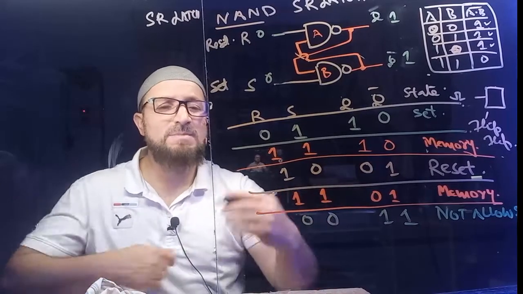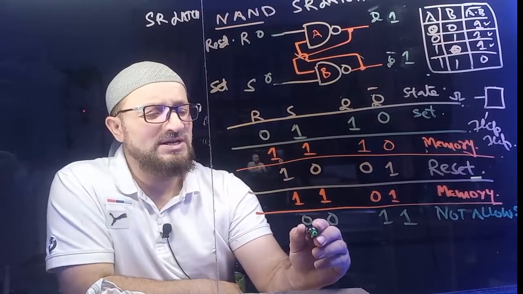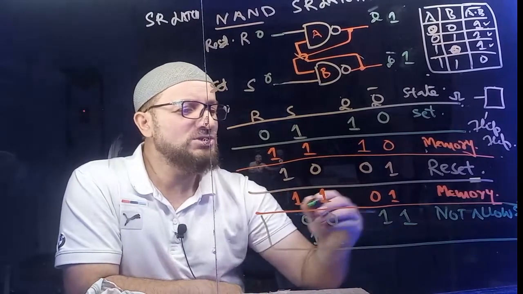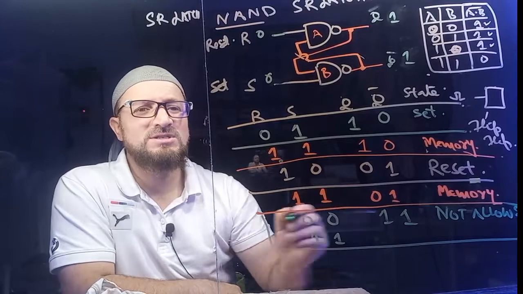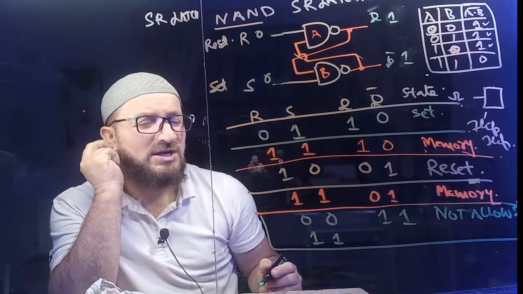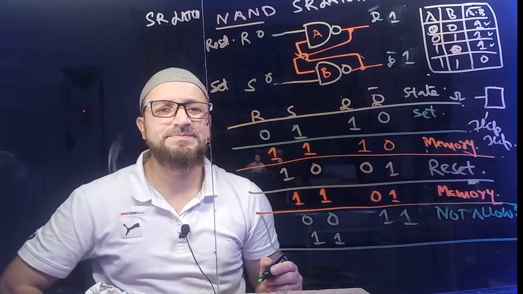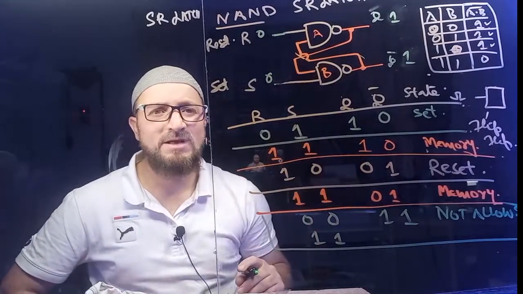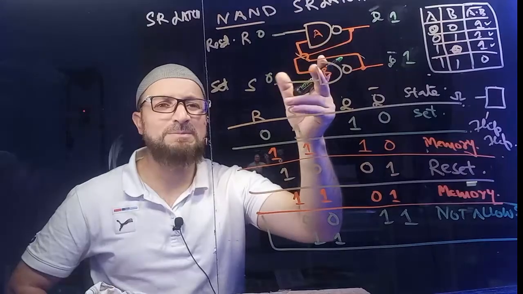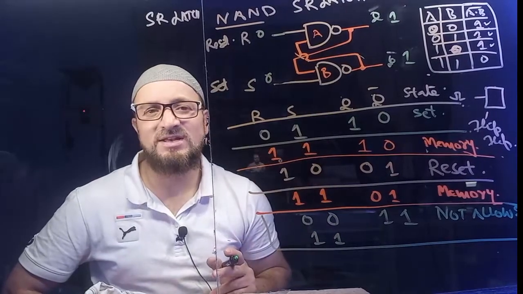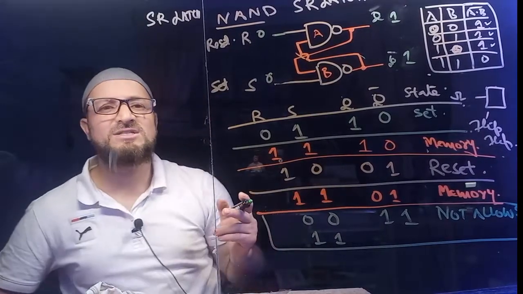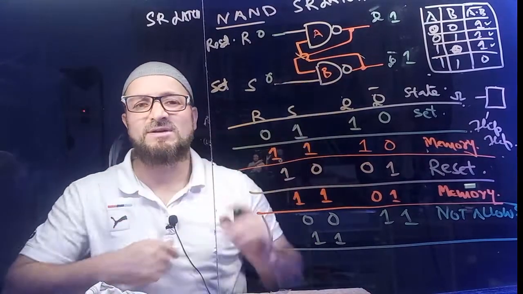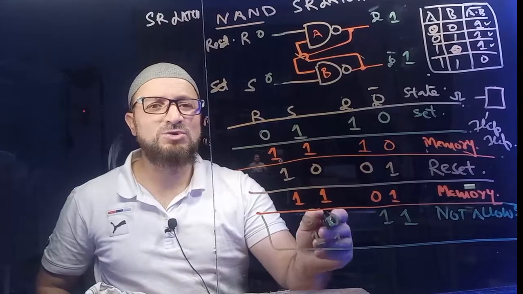And after this, if I put the memory state like 1 1 on the not allowed state, it gives me a different problem. The problem is it can set or it can reset. The circuit can set or reset depending upon which gate is faster. So again, there is an ambiguity. I can't say exactly whether it will set or reset after this 0 0 state.